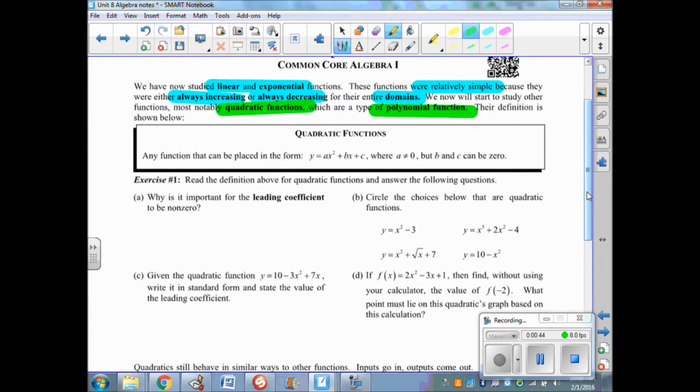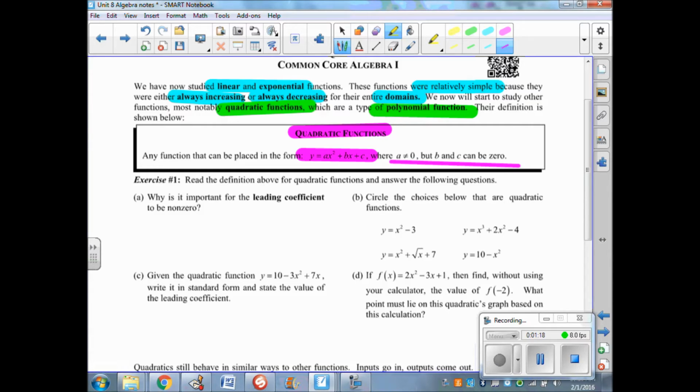Quadratic function. So in general, the general form for your quadratic function is y equals ax squared plus bx plus c. And it says where a cannot be 0, but b and c could be 0. So there is a restriction on that. In order for it to remain a quadratic, a cannot be 0. It could be a positive number, a negative number, a fraction, a decimal. It can be anything you want other than 0.